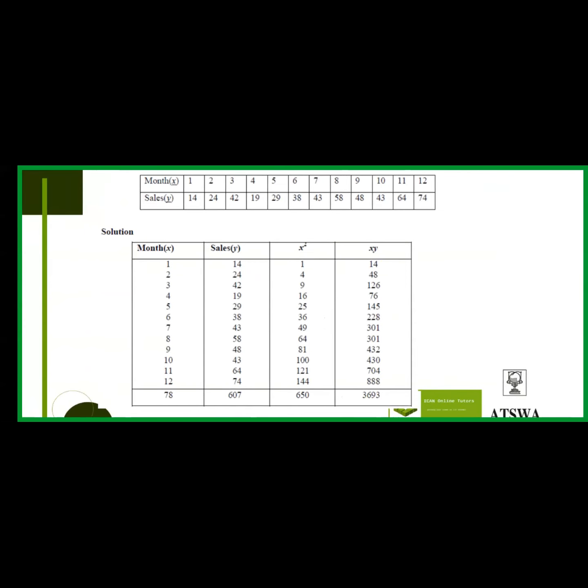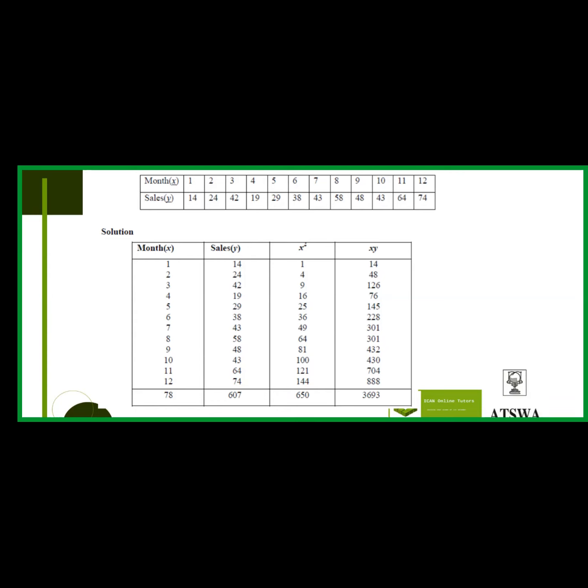So we are going to line up the question back. I've told you, firstly, put the question back for them. You've already marked by putting month and sales. So the month, which is 1 to 12, you are going to put it back for them. Sales, which is 14 to 74, you're going to put it back for them. We are going to use X total and Y total later.